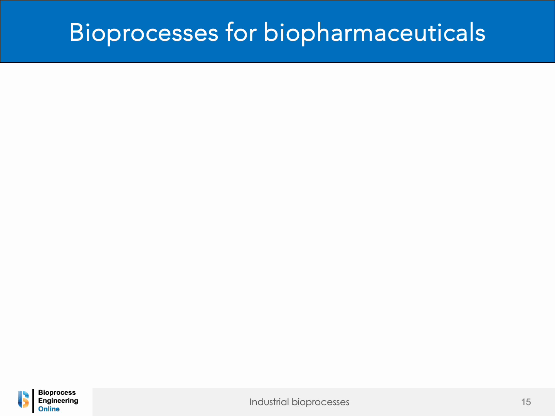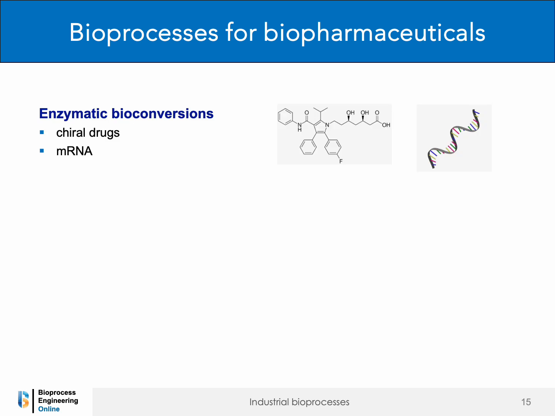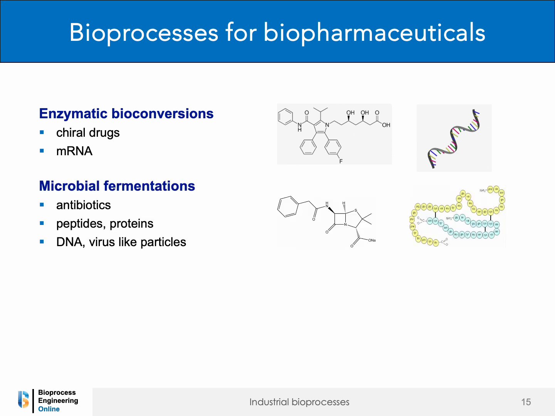Bioprocesses play also an essential role for the production of biopharmaceuticals. Enzymatic bioconversion processes are increasingly employed for the synthesis of chiral drugs and elaborate molecular structures such as mRNA. Microbial fermentation processes have been traditionally used for the production of antibiotics. More recently, fermentations with recombinant bacteria and yeasts were implemented for the production of peptides, proteins, DNA, and viral particles.